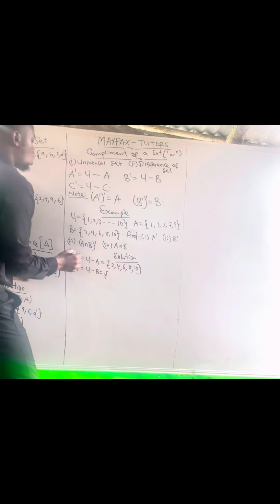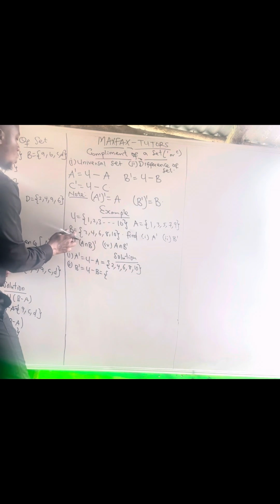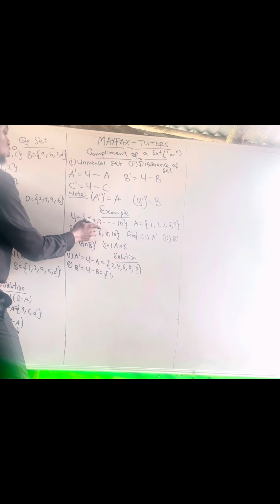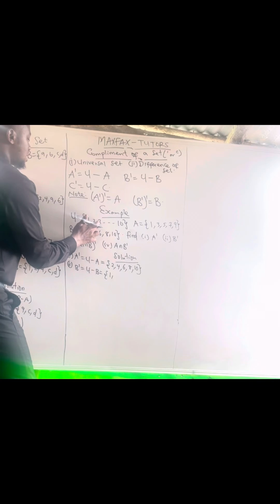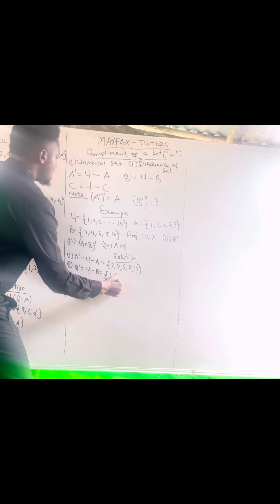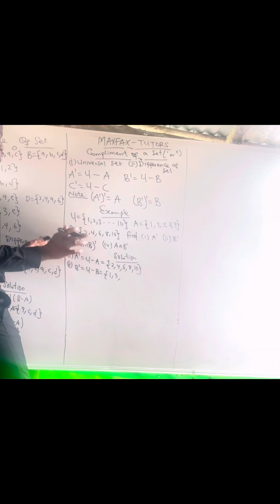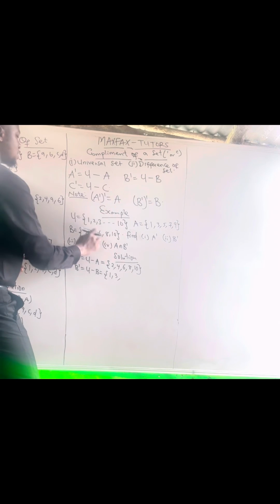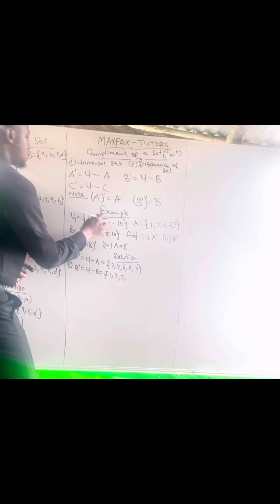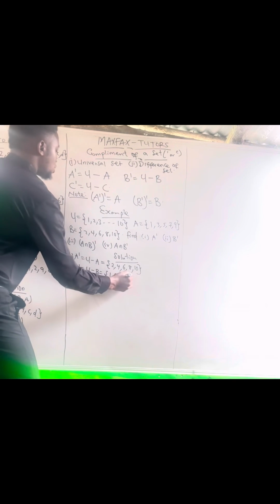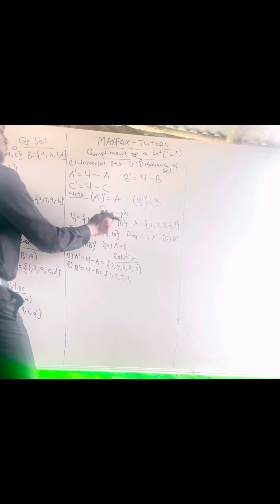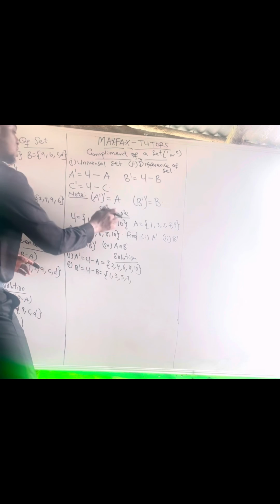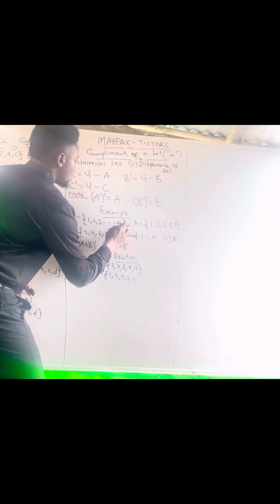Let's start, guys. You just look at the universal set. The first element here is 1. 1 is not in B, you will write it. The next one is 2. 2 is here, you will not write it. The next one is 3. 3 is not here, you will write it. The next one is 4. 4 is here, you will not write it. The next one is 5. 5 is not here, you will write it. The next one is 6. 6 is here, you will not write it. The next one is 7. 7 is not here, you will write it. The next one is 8. 8 is here, you will not write it. The next one is 9. And the last one is 10.